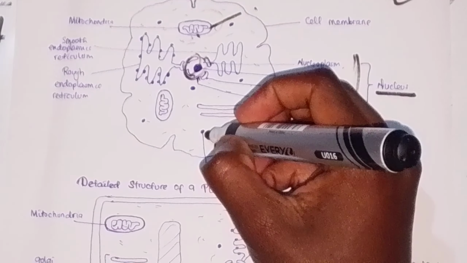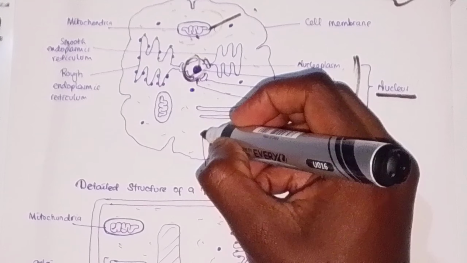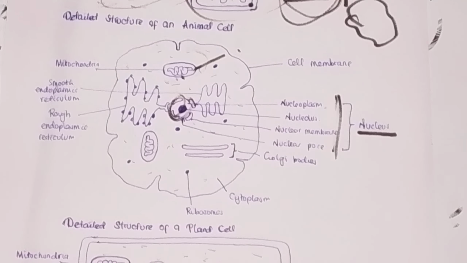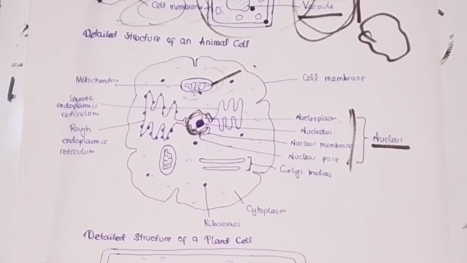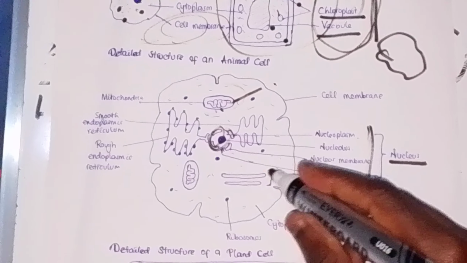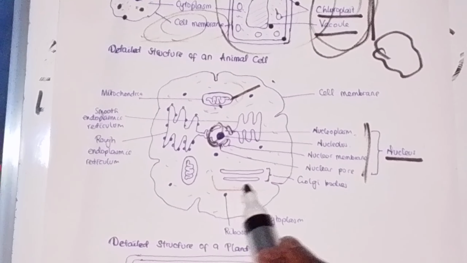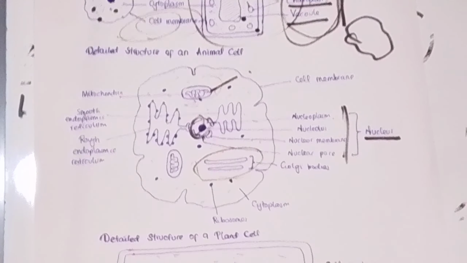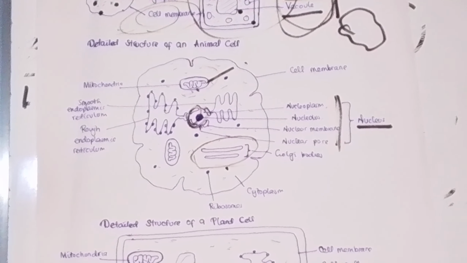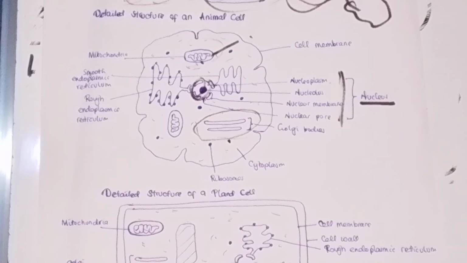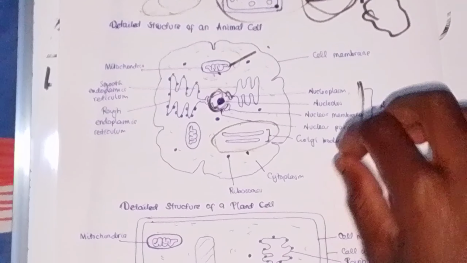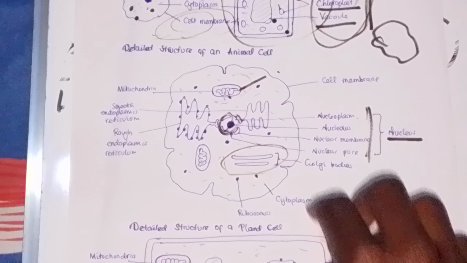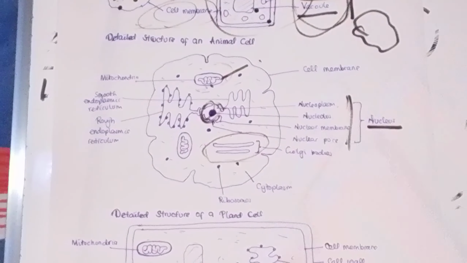And then we also have these dot-like structures that you are able to see here. They're called ribosomes, and they're the ones that make proteins. And then we have these plate-like structures that you can see here. These are called Golgi bodies. These modify and carry those proteins that are synthesized by the ribosomes.